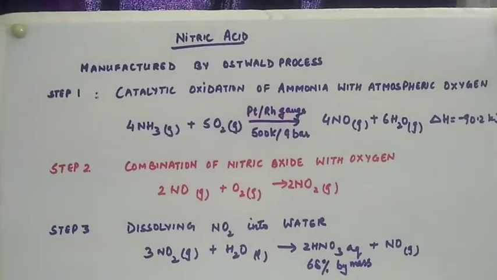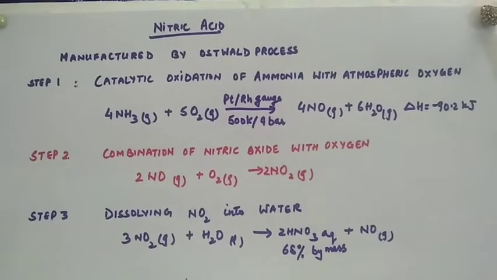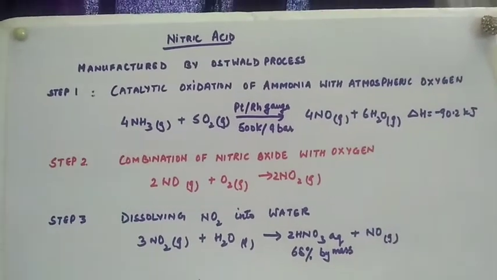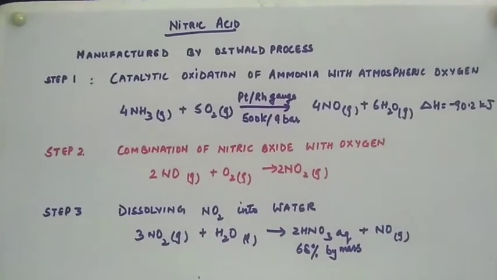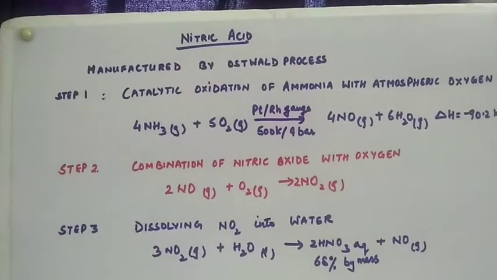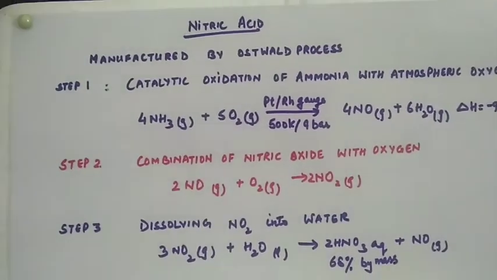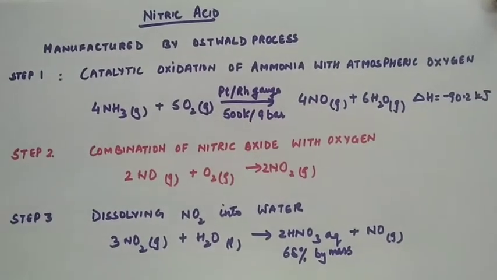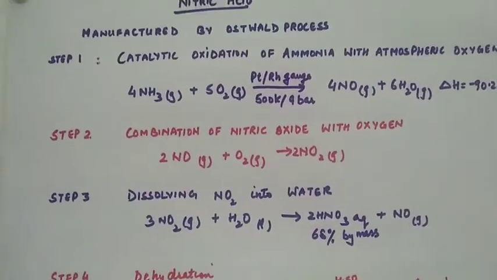The topic for today is compounds of group 15 elements, and the compounds that we'll be covering today are nitric acid and dinitrogen. So nitric acid: the major process for manufacture of nitric acid is the Ostwald process. The process is carried out in various steps.